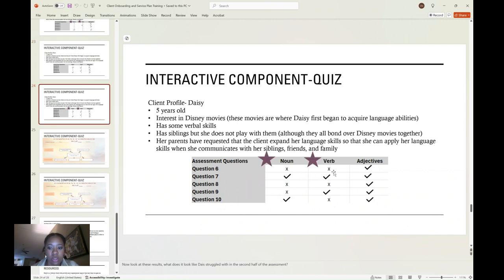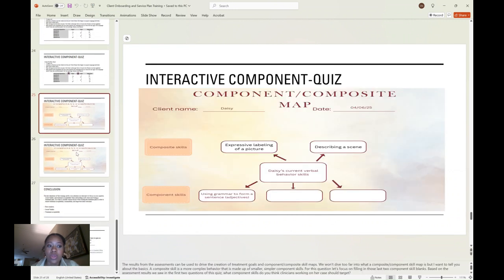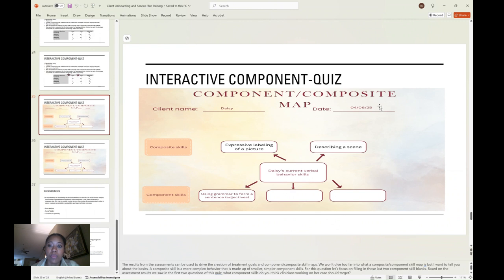Again, nouns and verbs. We can see that she is having trouble with identifying these two areas from the assessment, but she does great with adjectives. And the last question that I have here on this quiz comes from a component composite map. And I didn't get to talk much about this during the presentation, but this is what, for client X, his clinician moved on to after conducting an error analysis. So essentially, what she identified was that, well, let's take this case of Daisy here.